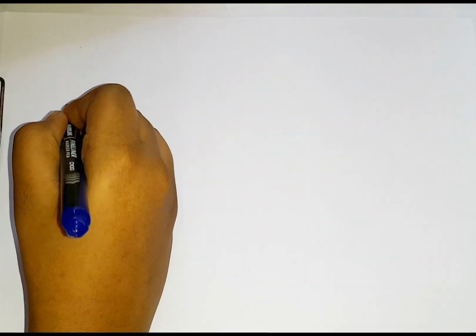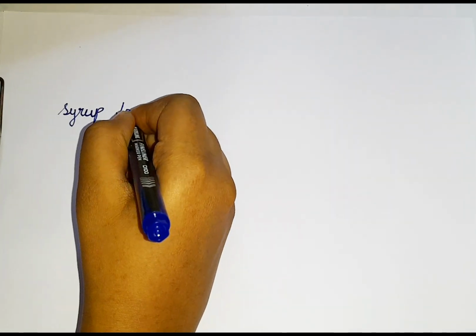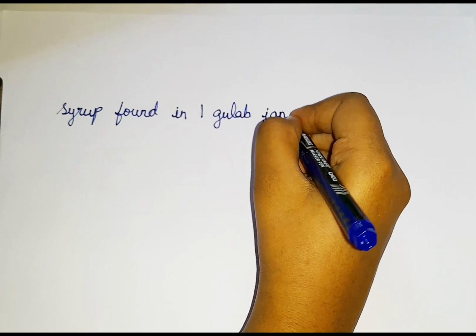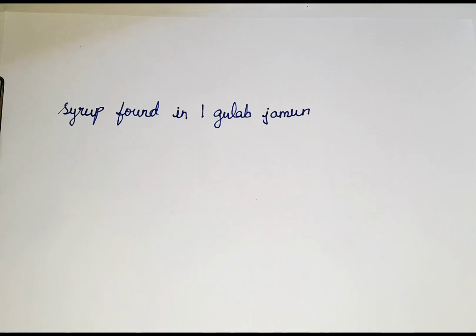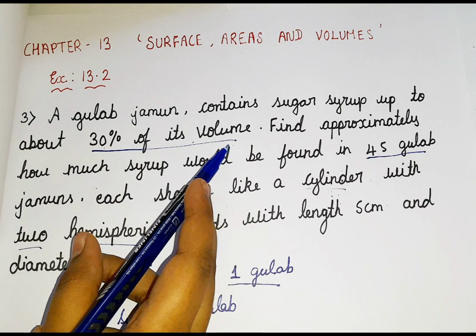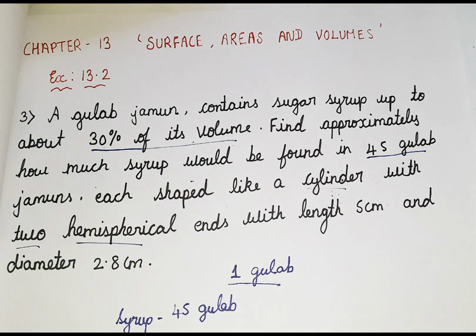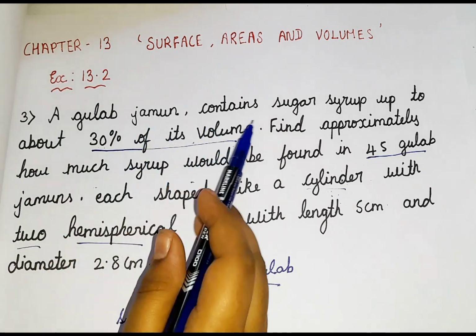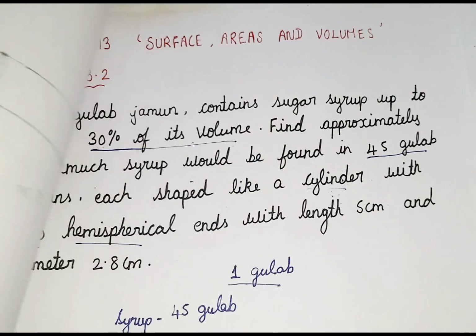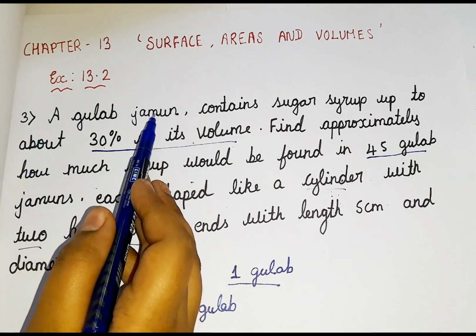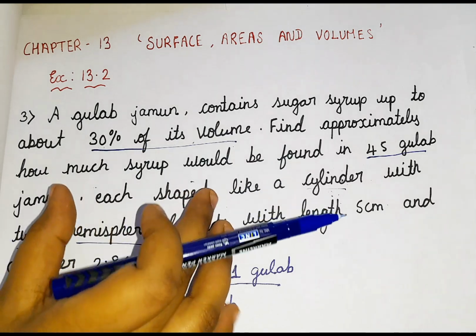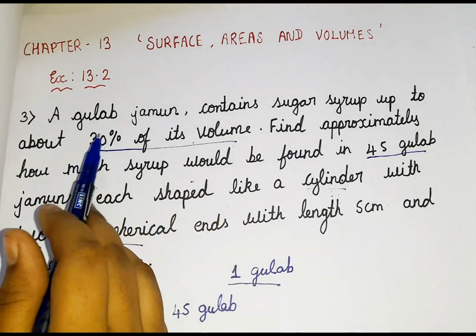Now let us write: syrup found in one gulab jamun. How to find it? I just told you in the starting of the question there is a clue. So what is the clue? The clue is 30% of its volume. They mentioned that a single gulab jamun contains sugar syrup up to 30% of its volume. So we are finding how much syrup is found in one gulab jamun. They mentioned the percentage, and that is the correct one: 30% of its volume.